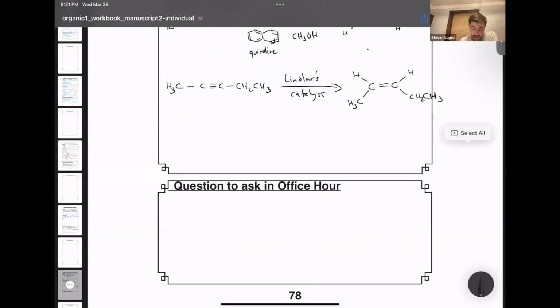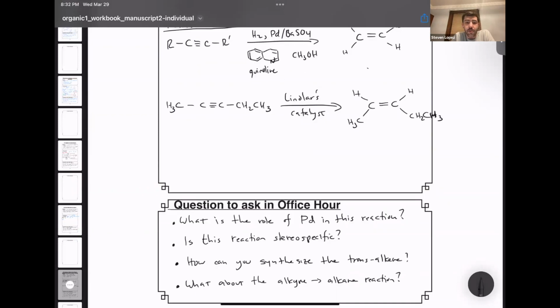So questions you can ask in office hours: 1, what is the role of palladium in this reaction? 2, is this reaction stereospecific? 3, how can you synthesize the trans alkene? And 4, what about the alkyne to alkane reaction? Are these two reactions possible?